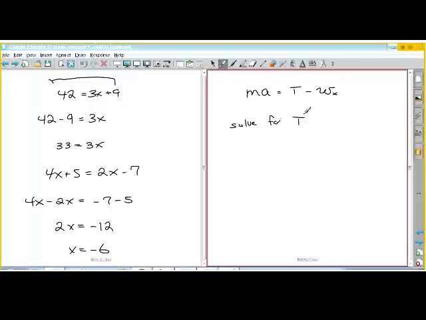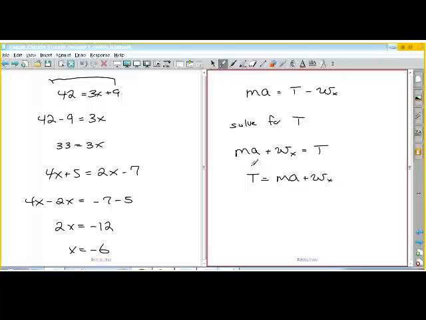To solve for T, I'd say, well, solve means I need this by itself. So I could say, well, I'm going to add W sub x to both sides, but the easier way to do it is say, if I want to move this to the other side to isolate T, I would take this and I would just change the sign. So negative W sub x becomes positive W sub x. And then I have my solution. I've got it solved. M is the mass, A is the acceleration, and W sub x has to do with the weight of the object.